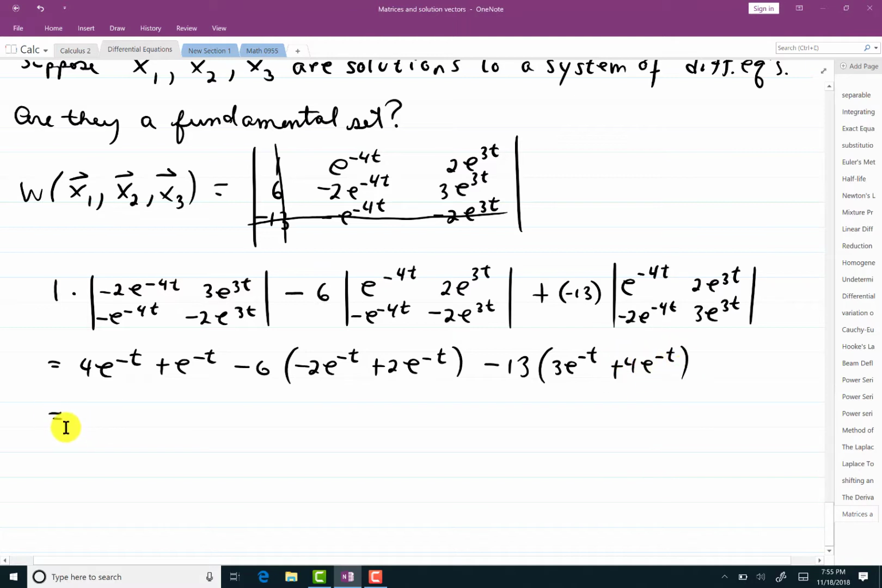And then let's go ahead and add everything up. Here I'll get 5e to the negative t. Here I'll get negative 6 times 0. That was a nice one. And then finally minus 13 times 7e to the negative t.